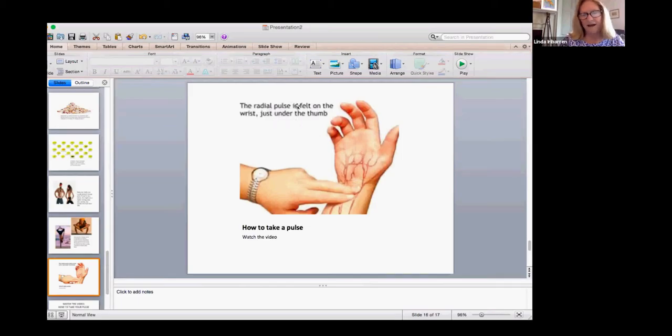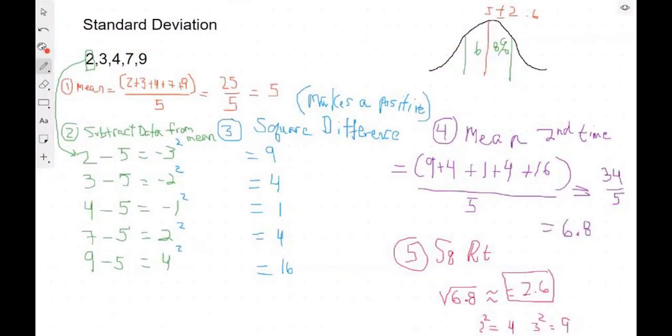Now this is what we're going to take a look at today, your radial pulse, which is in your wrist. You see how we're using 2 fingers? We're not using the thumb. Why do you think we're not using the thumb? Isn't there like a pulse already in the thumb? Yes, very good. Thank you. There is already a pulse in the thumb.